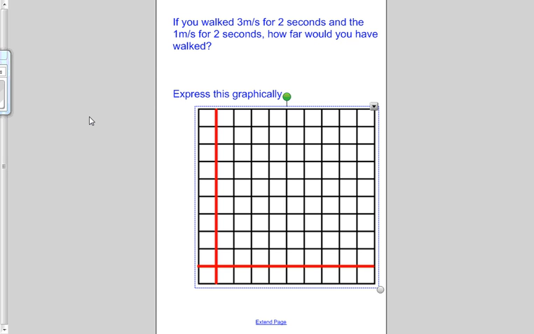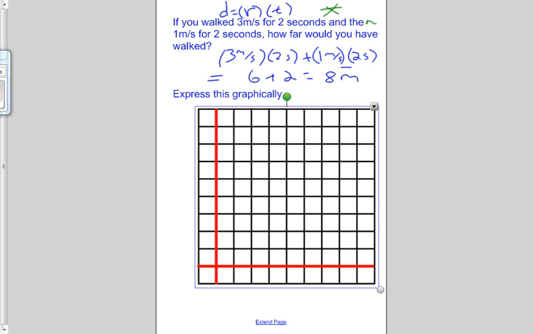So starting off with this problem up here, you walk 3 meters per second for 2 seconds, and then 1 meter per second for 2 seconds. How far would you walk? Well, we know how to do that using our understanding of physics. Distance equals rate times time. We can add these together, 6 plus 2, and we get that we went 8 meters.